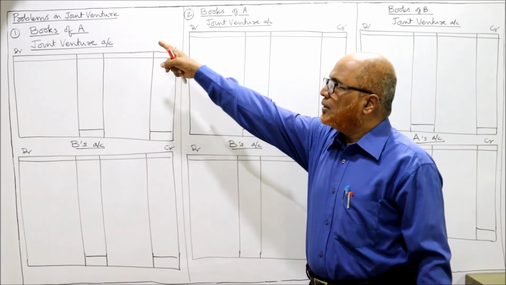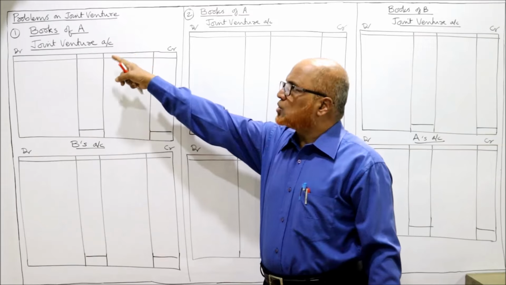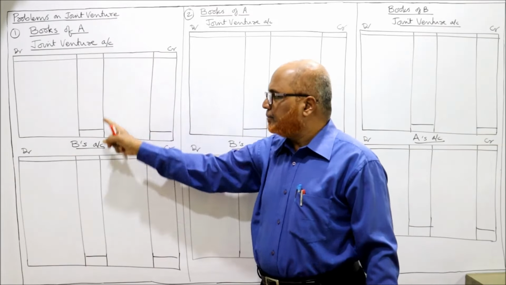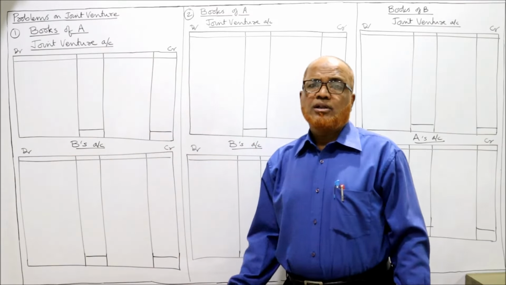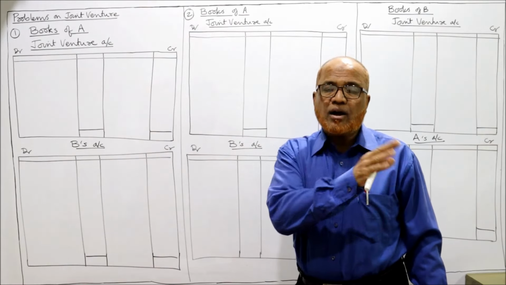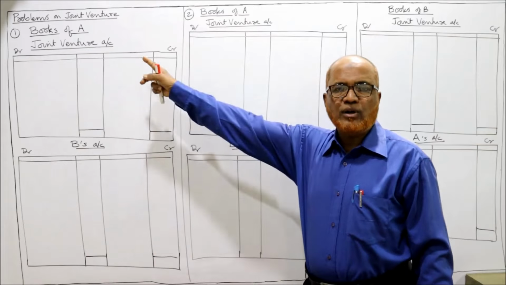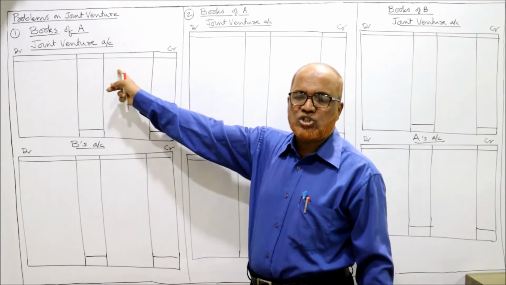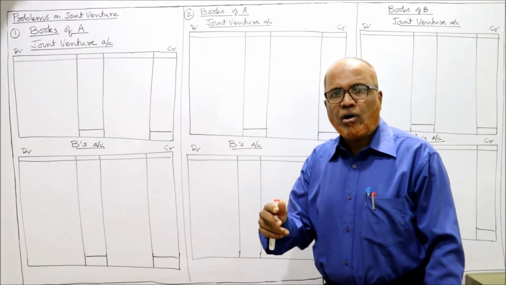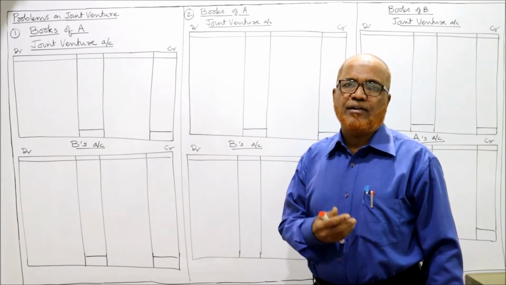So here you can see books of A. In the books of A, I have prepared the joint venture account and B's account. B is the co-venturer. So in the books of A, two accounts we are required to make. First joint venture account, second B's account. Now we have to remember the entries.